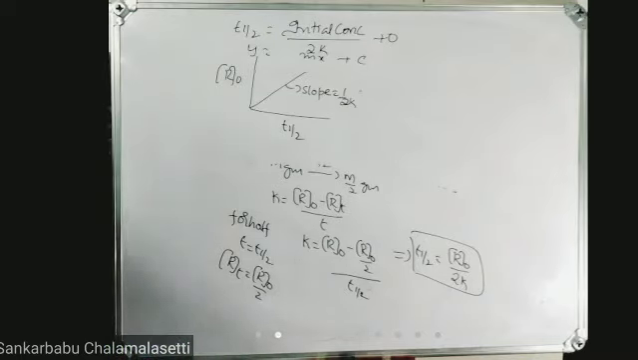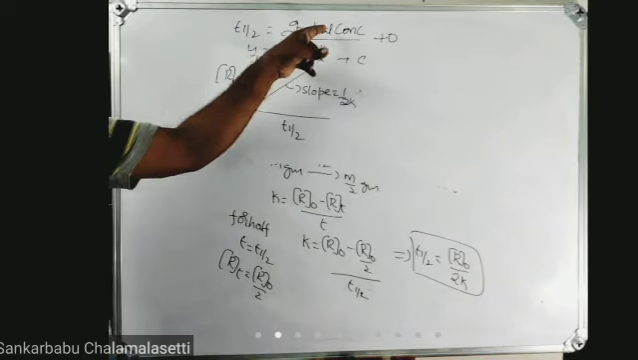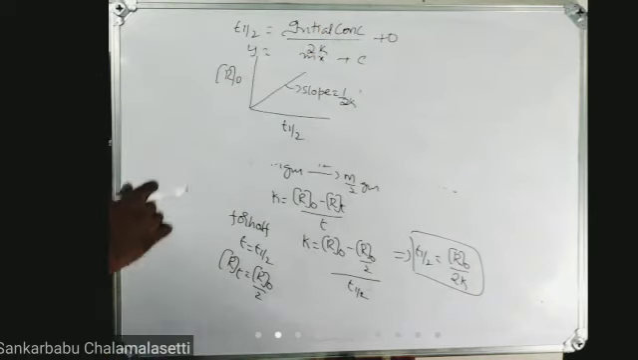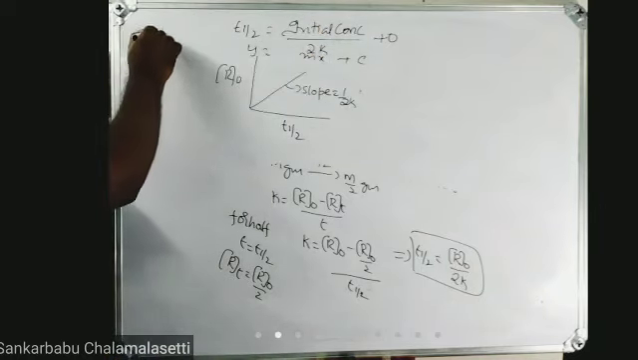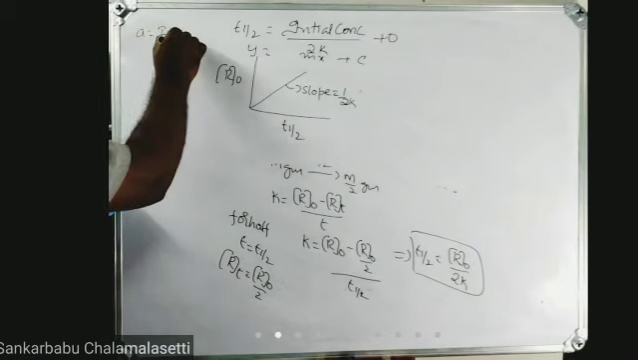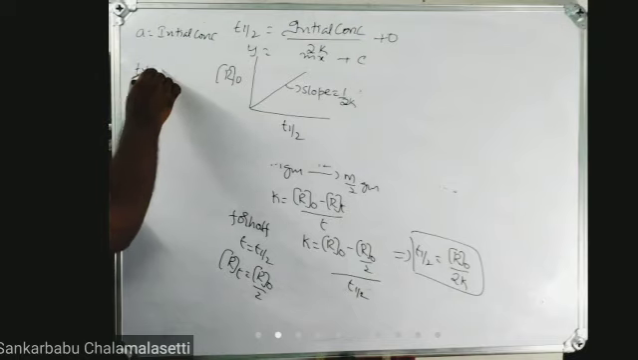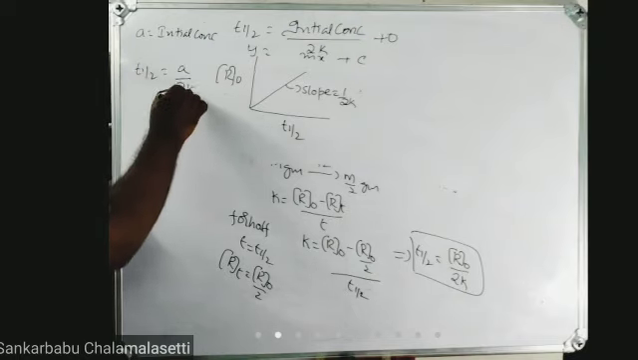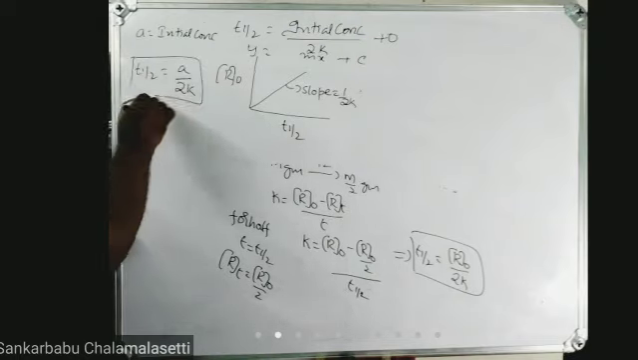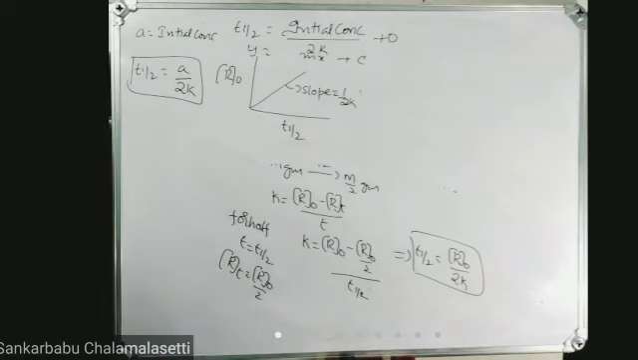In some books, the initial concentration is given as A, and then the formula is T half is equal to A by 2K. Okay, understand this?